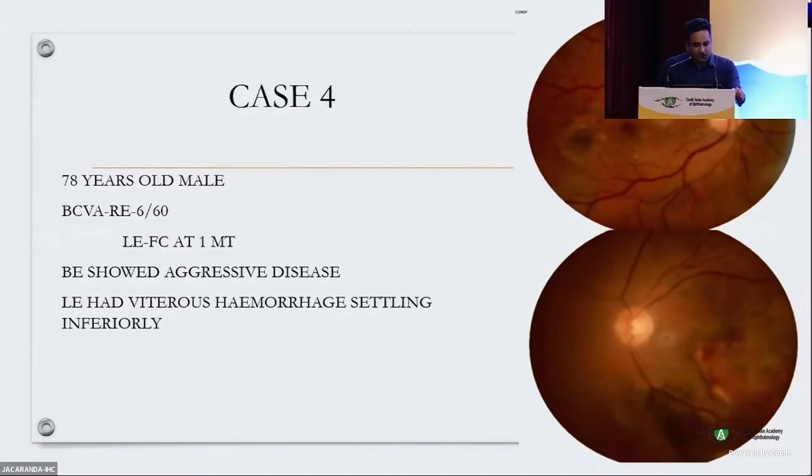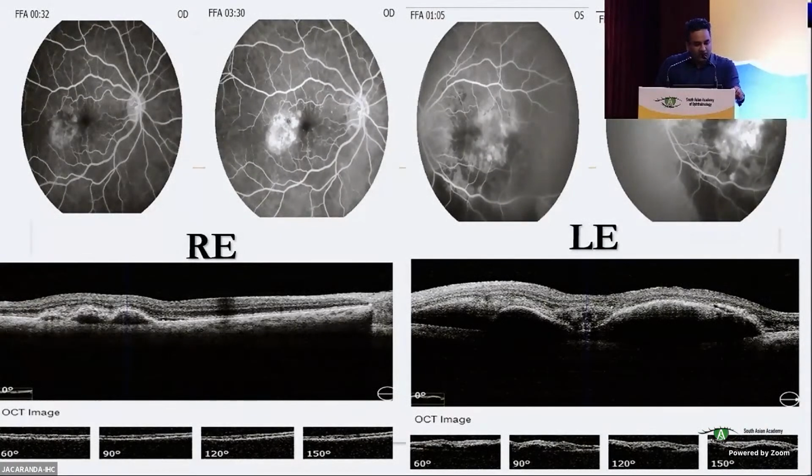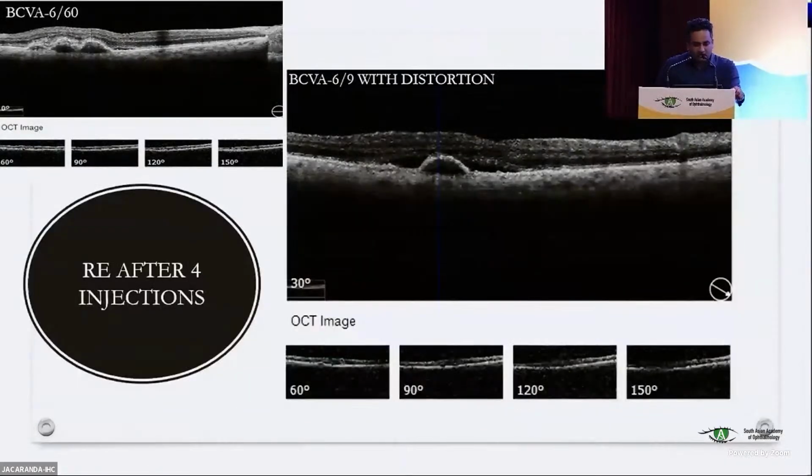78-year-old male, right eye 6/60, left eye finger counting at 1 meter. Both eyes showed aggressive disease. Left eye had vitreous hemorrhage settling inferiorly, maybe due to breakthrough bleed. On FFA, we can see the lesions, and in left eye, it is subretinal hemorrhage also. On OCT, we can see massive lesions on both the eyes.